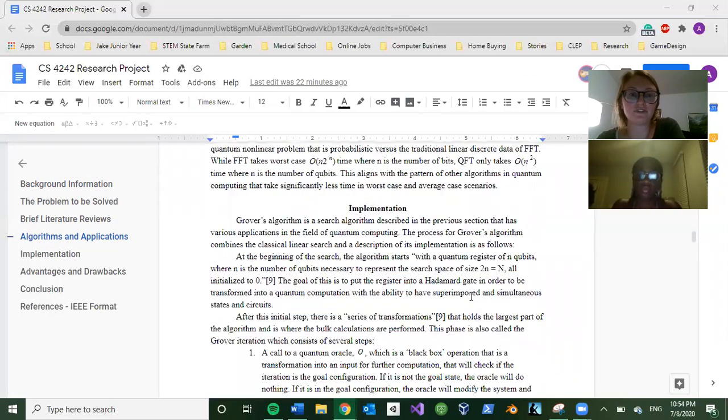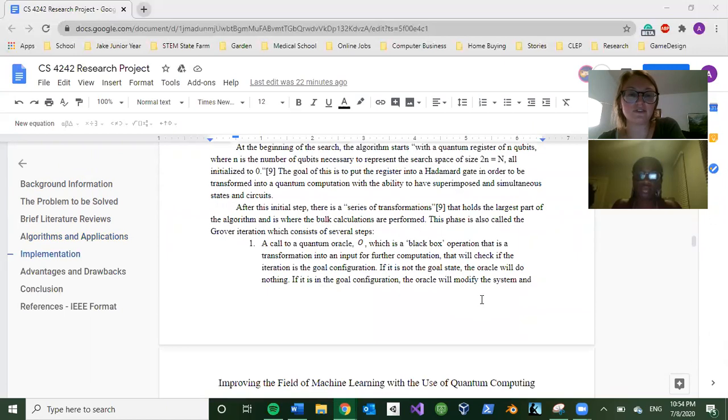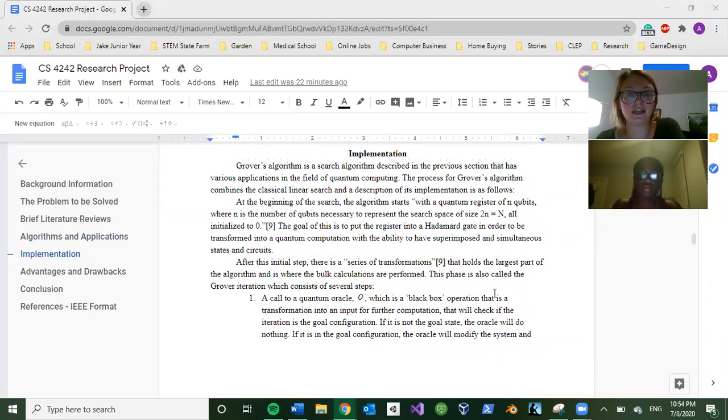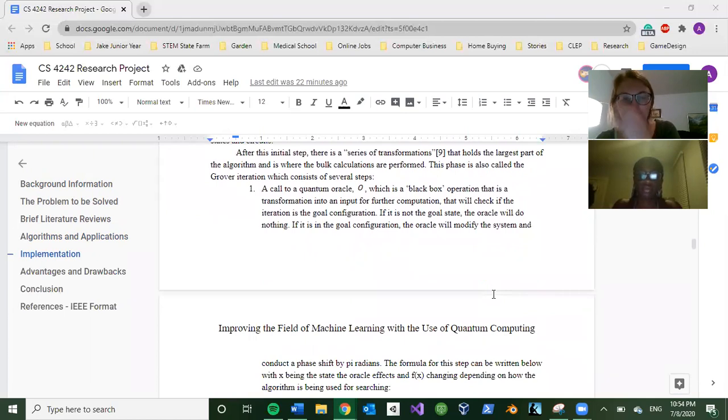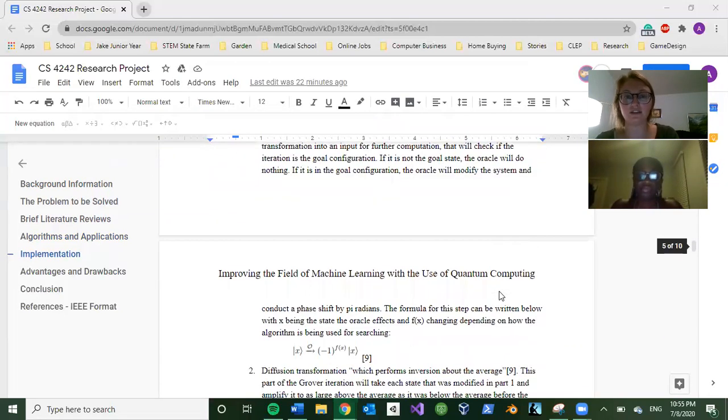The implementation for Grover's algorithm consists of several different parts. The initial step is a series of transformations. It's broken down into calling a quantum oracle, which is a black box operation, taking in linear input and iterating through to check to see if it is at the goal configuration. And if it is, then the phase will shift by pi radians.